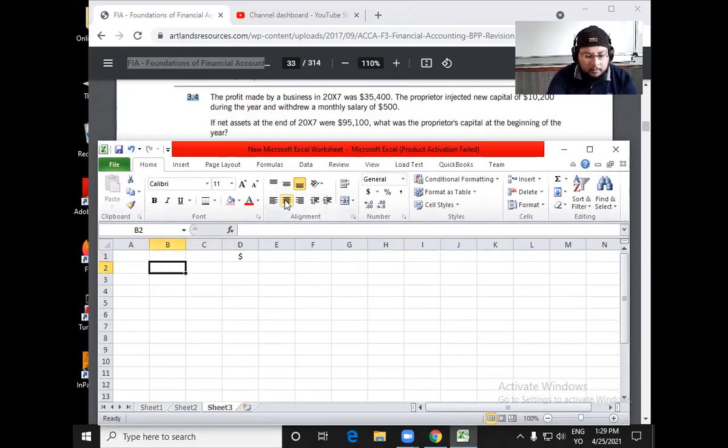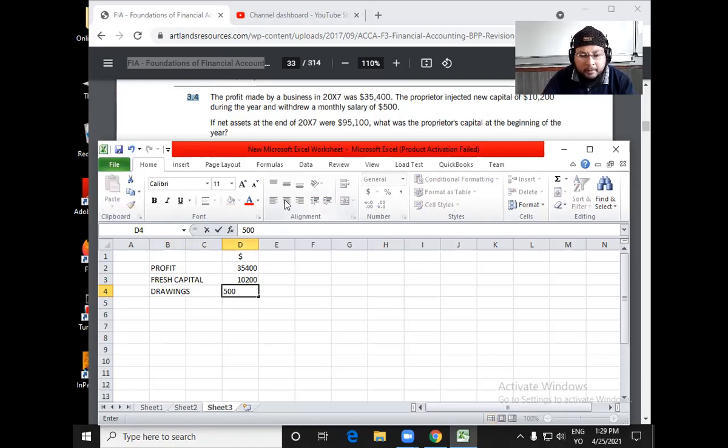Okay, profit for the year, which is 35,400. Then we have fresh capital. As you can see in the question, it says that the proprietor injected new capital, which is 10,200. And during the year, the drawings were 500 monthly. So how many months in a year? 12 months. So what you will do, you will multiply 500 with 12.